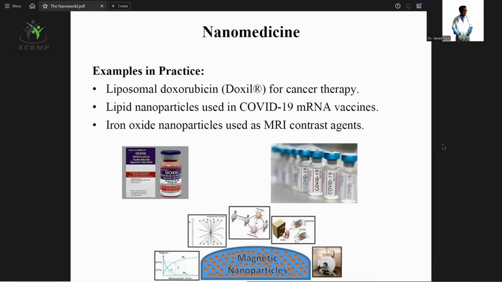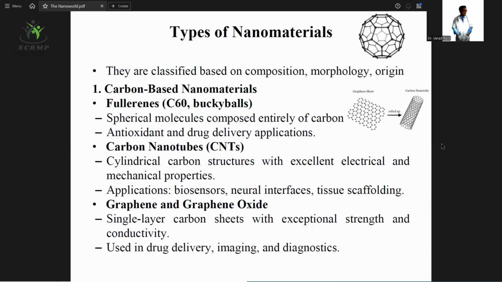Okay, next slide please. We will see detailed types of nanomaterials. If we look at the different types of nanomaterials, there are n number of nanomaterials available right now in research, in labs, and in market also. But I have classified these nanomaterials mainly in 7 types. The main classification I have given here is based on composition, morphology, and origin of nanomaterial. So the first type of nanomaterial is carbon based nanomaterial.